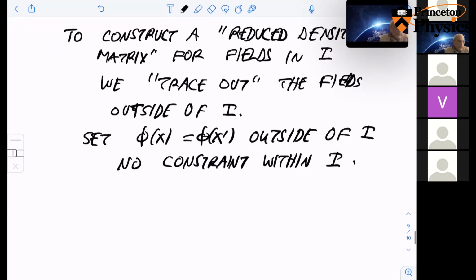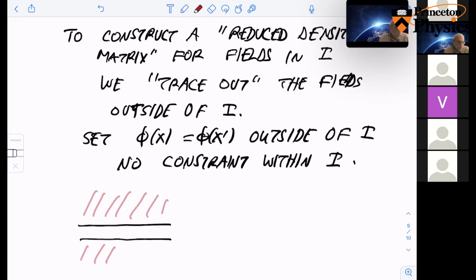So it's easy to explain how to do that in a picture. The picture we have so far was this one. And let's say that I is this bit. So we want to set the fields, we want to trace out the degrees of freedom outside of I, which means setting the values equal in the bra and the ket. So that means we have to glue together these portions while doing nothing in region I.